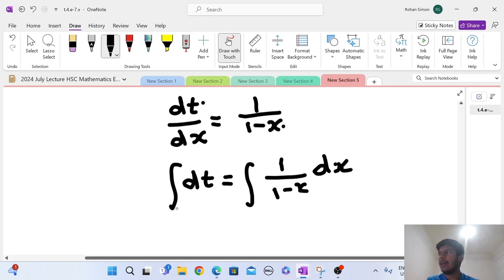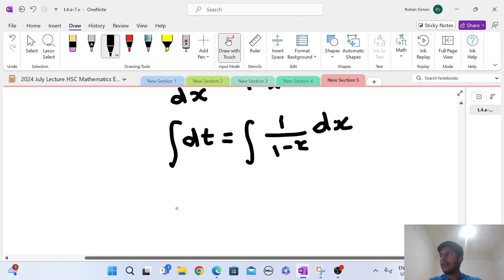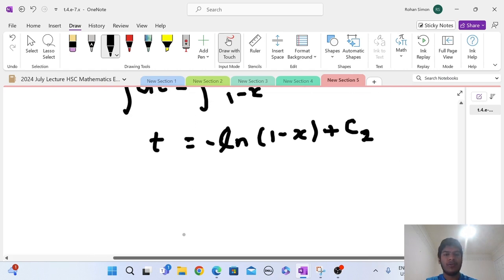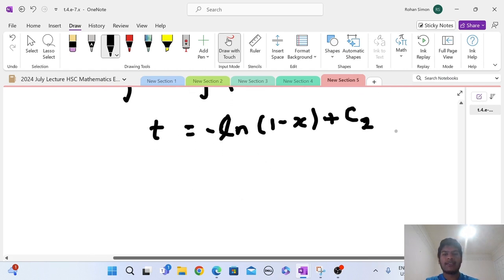Now, the integral of that is going to be negative ln of 1 minus x, because if we take the derivative of 1 minus x, that's minus 1, and the negative out the front cancels it, and so we get f'(x) over f(x), and that's clearly an ln, plus a constant here, because again, it's an indefinite integral, so I'm going to call that c2, and that's t. Okay, so we're at this stage where we've got t, x, and the c2.